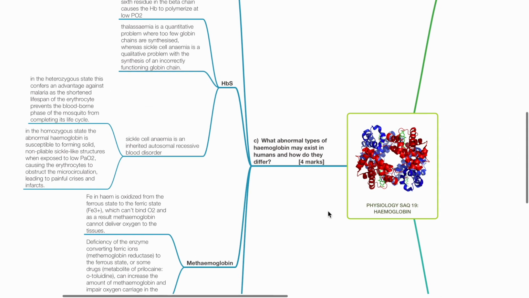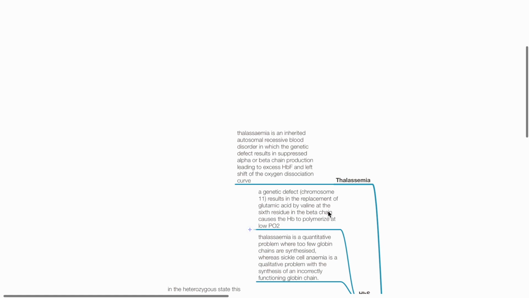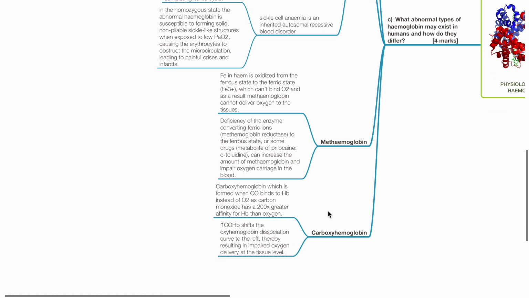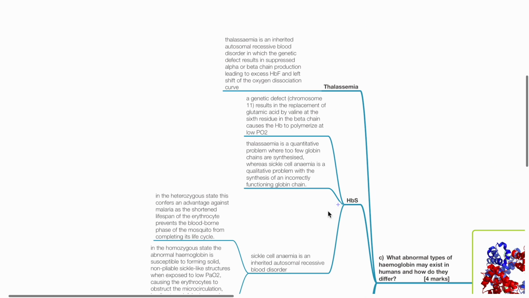C. What abnormal types of hemoglobin may exist in humans and how do they differ? This includes thalassemia, HbS, methemoglobin, and carboxyhemoglobin. Thalassemia is an inherited autosomal recessive blood disorder in which the genetic defect results in suppressed alpha or beta chain production, leading to excess HbF and left shift of the OH-DC curve.